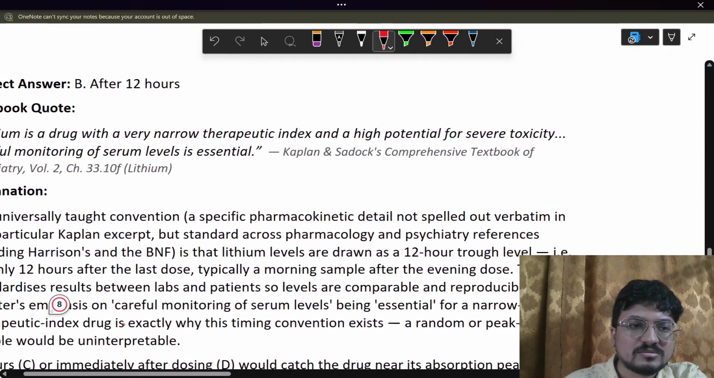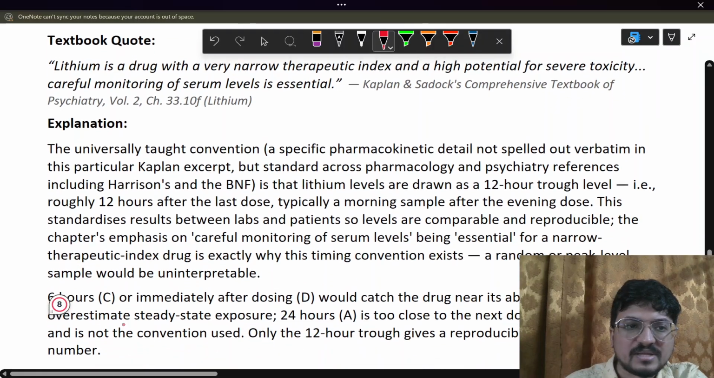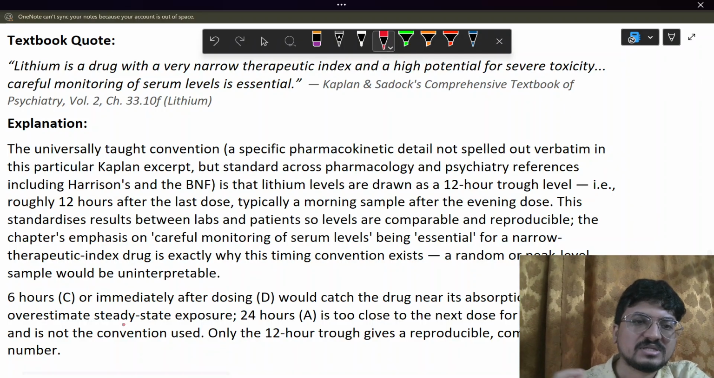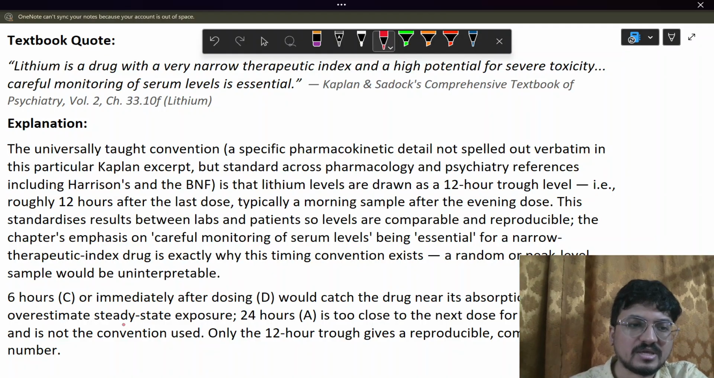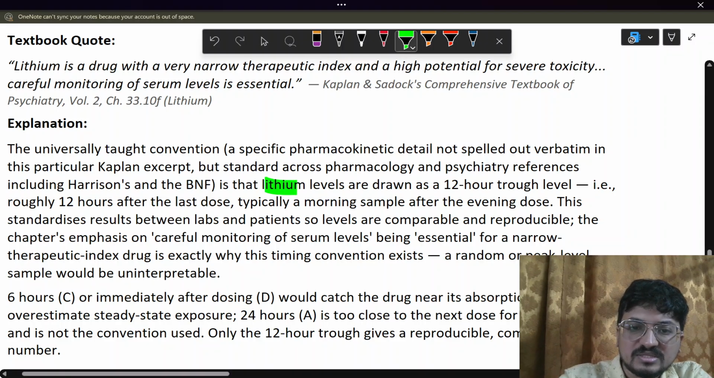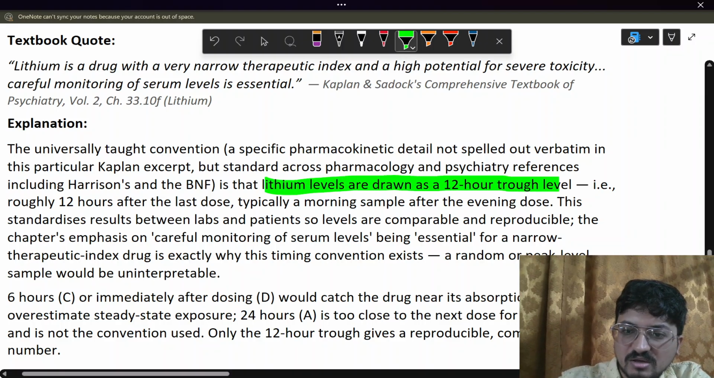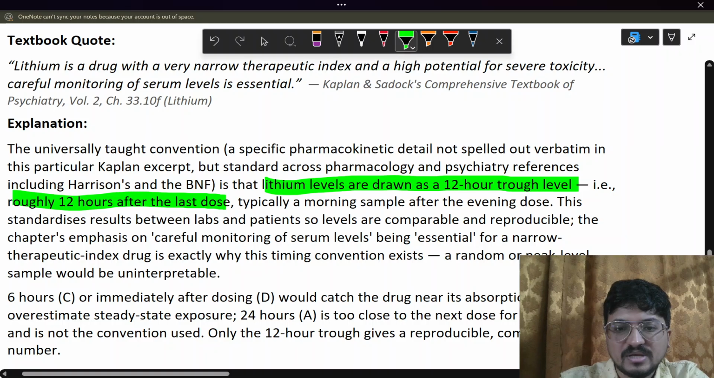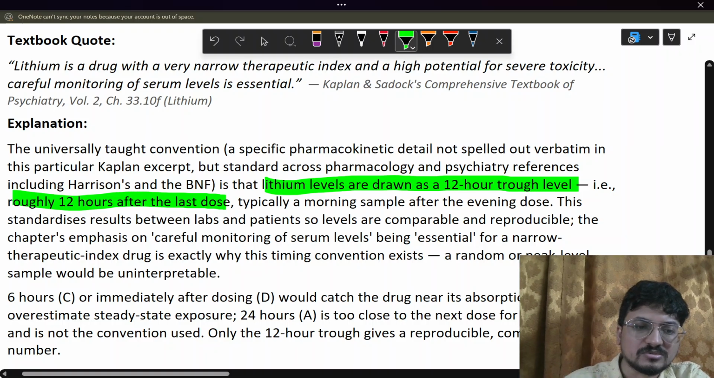So in Katzung, they're telling lithium is a drug with a very narrow therapeutic index and high potential for severe toxicity. So careful monitoring of the serum lithium is essential. Okay, so that's why the lithium levels are drawn at 12-hour trough level. That is roughly 12 hours after the last dose, typically a morning sample after the evening dose.